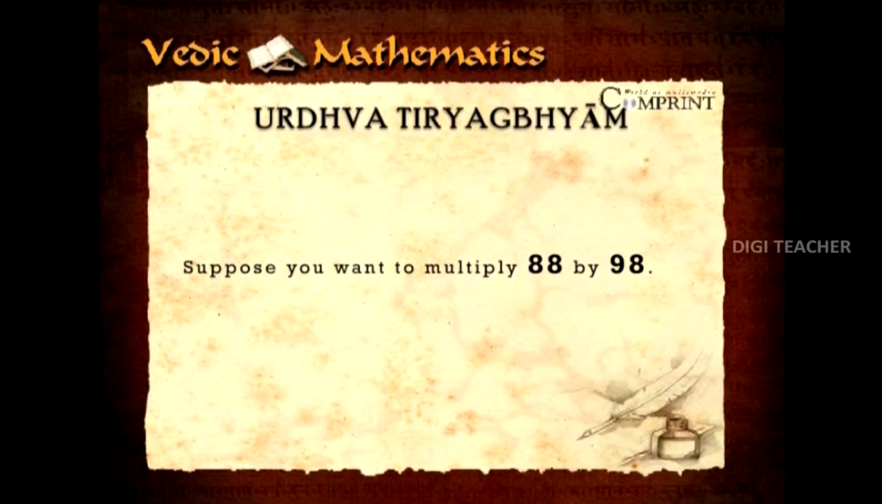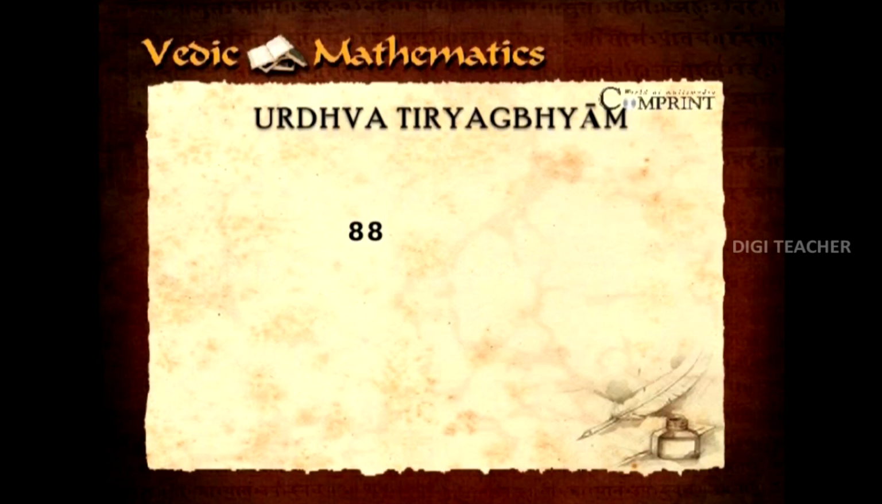Both 88 and 98 are close to 100. 88 is 12 below 100 and 98 is 2 below 100. You can imagine the sum set out like this. As before, the 86 comes from subtracting crosswise, which is 88 minus 2, which equals 86, or 98 minus 12, which equals 86. You can subtract either way, you will always get the same answer.